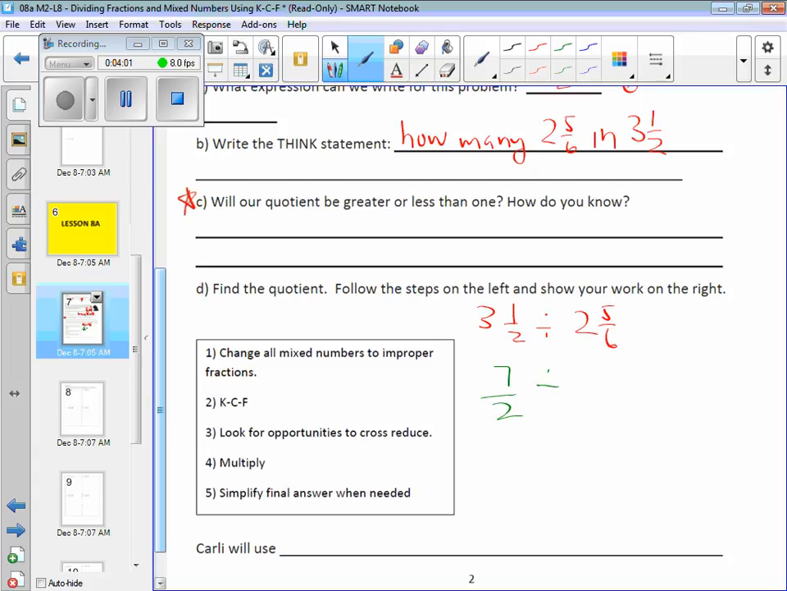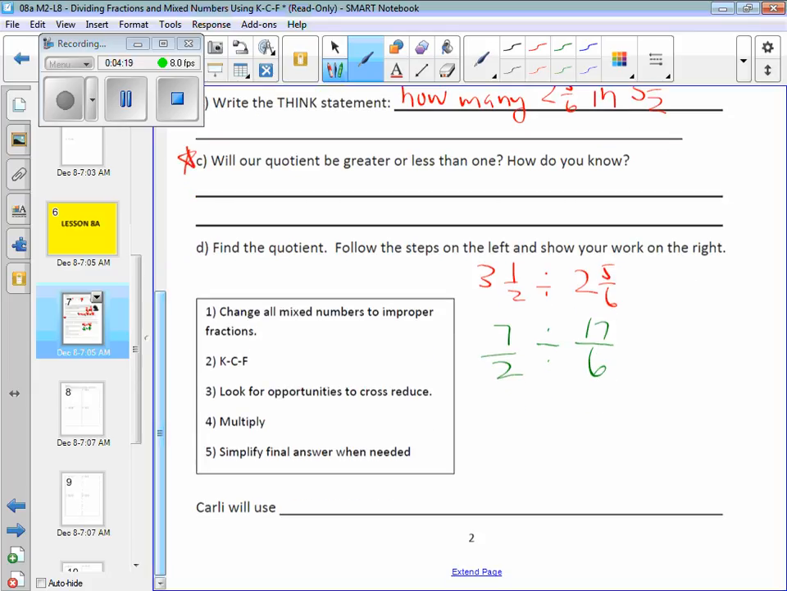I'm keeping it division. I'm not going to do keep, change, flip yet. What does 2 and 5/6 become? Change. Right. Okay, that's all I'm doing in that step. Now I'll do my keep, my change, and my flip. We keep 7 over 2 as is. It gets kept the same. Division becomes multiplication, and I'm going to flip 17/6 to 6/17. That's the first 2 steps.